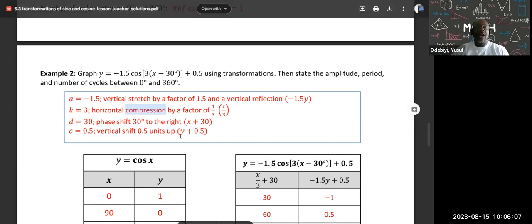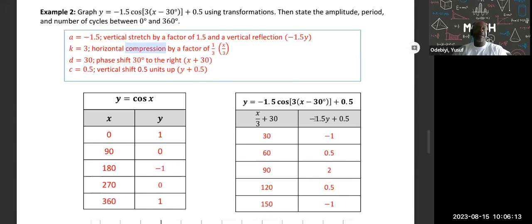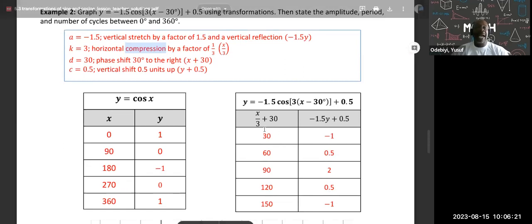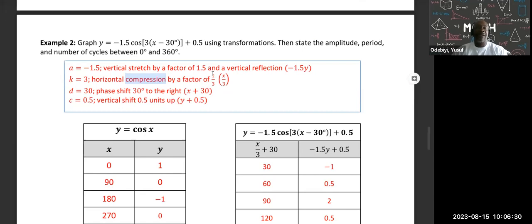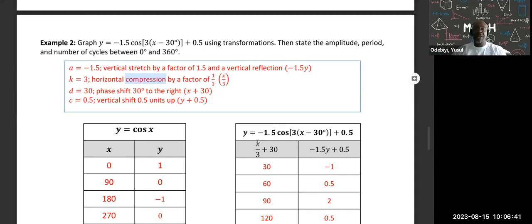Our Y values are going to be multiplied by -1.5 because our A is -1.5, and we're going to add 0.5 to it. That's what's going to be for our Y values. For our X values, we have K equal to 3, so our factor is based off 1 over K. Every X value we divide by 3, and then it's shifting on the X by 30 degrees to the right.